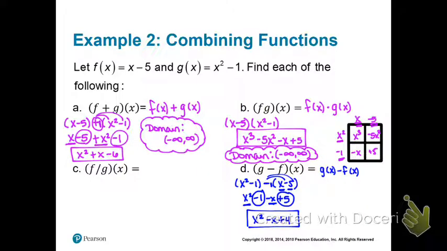All right, and if we look at our domain, does it have a fraction? Our answer, it does not. Does it have an even root radical in it? Does it have a square root or something like that? It does not. So therefore, our domain, again, is negative infinity to infinity.